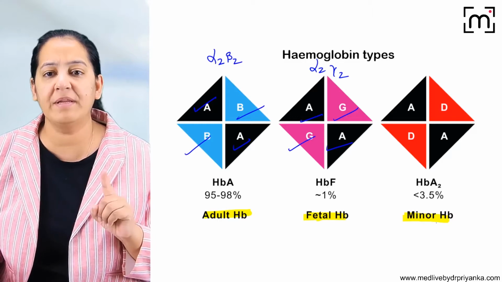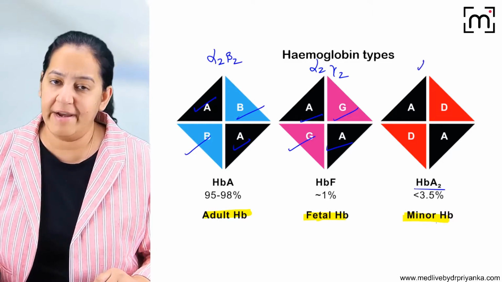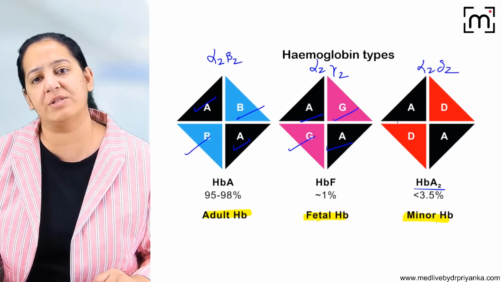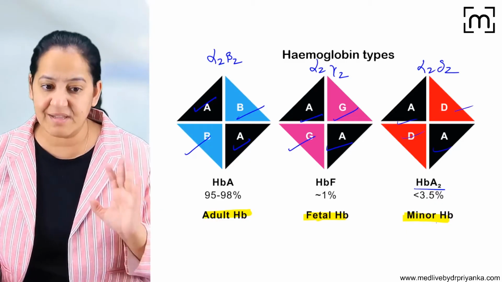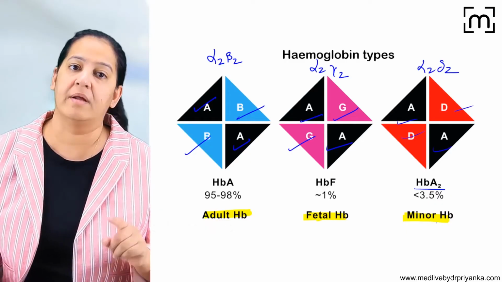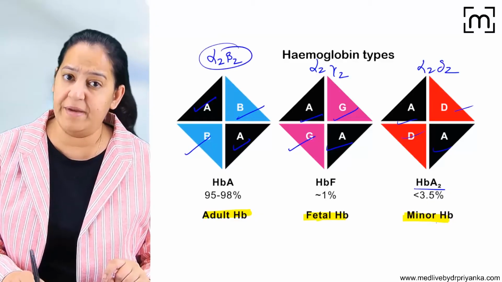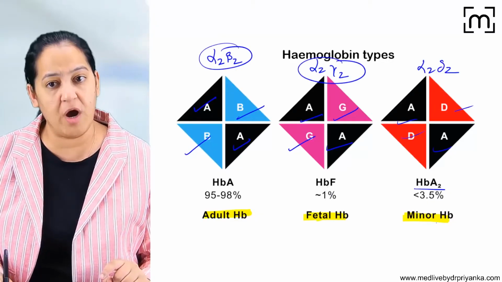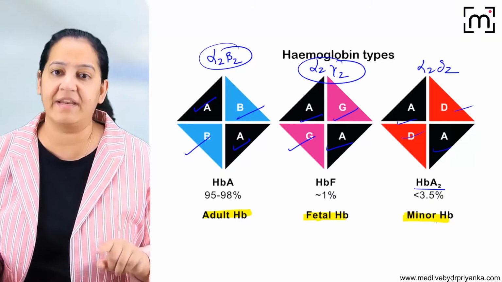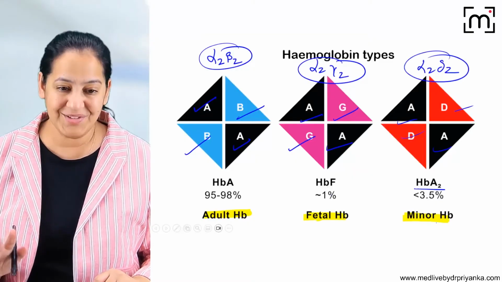And minor hemoglobin is hemoglobin A2. Here it's alpha 2 delta 2. Its formula is 2 alpha chains and 2 delta chains. So first learn the three types of hemoglobin present in human. Adult hemoglobin is alpha 2 beta 2. Fetal hemoglobin is alpha 2 gamma 2. And hemoglobin A2, that is minor hemoglobin, is alpha 2 delta 2. So these are the three types of hemoglobin.